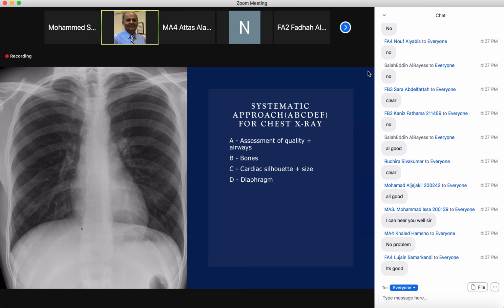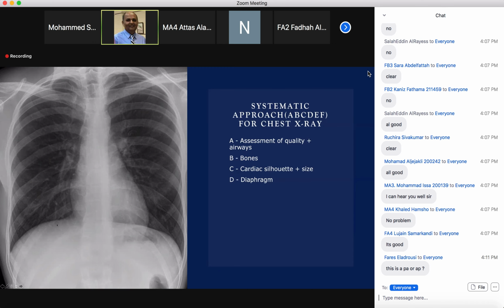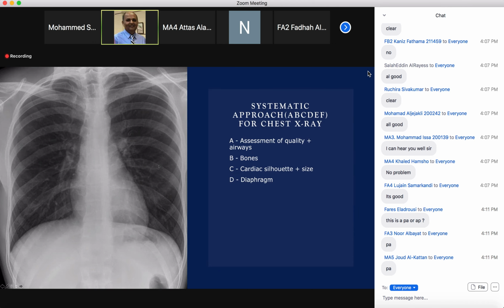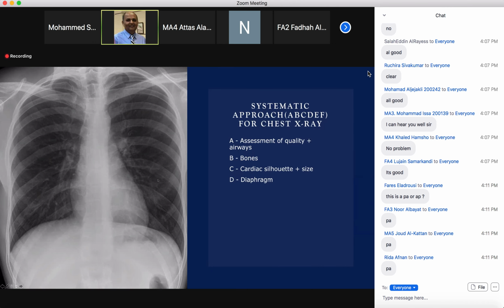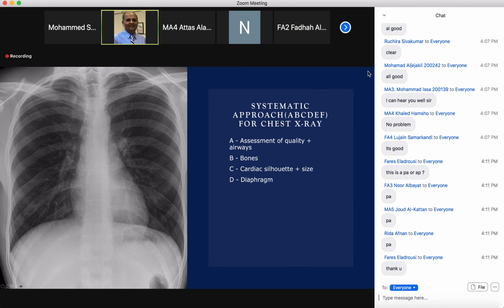Going further, diaphragm. You can all see the diaphragm is very nicely shown, and there is nothing extra. This is a PA view. We always give you PA view. AP is very rarely done in chest X-ray, because the AP view is not giving us the useful information which we are interested in. We only get AP views when it's a real difficulty, when we cannot move the patient.